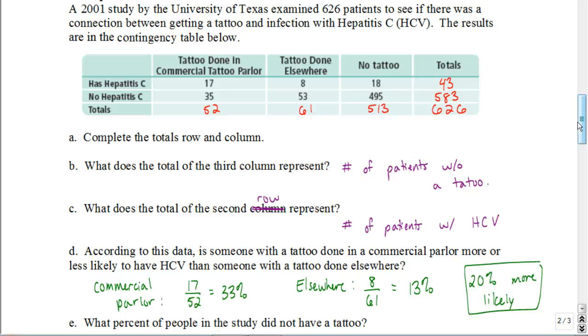Whereas people that had it done elsewhere, I don't know where elsewhere would be, 8 of those surveyed out of 61 that got it elsewhere had HCV, which would be about 13%. So you're about 20% more likely to get HCV or hepatitis C having your tattoo done in a commercial parlor as opposed to being done somewhere else.